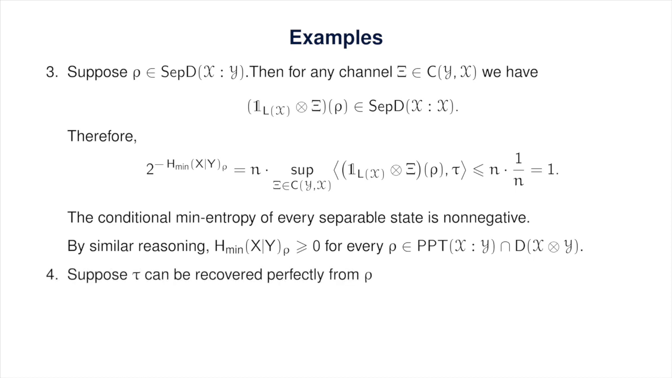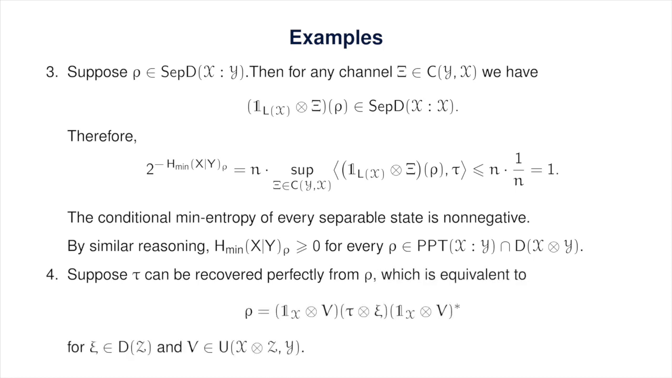Next, as perhaps an obvious example, we can consider the situation where tau can be recovered exactly from ρ by applying some channel psi as before. That statement happens to be equivalent to ρ having the format you see here. In short, ρ has to look like we took tau, tensored some garbage state psi to it, and then embedded half of tau along with psi isometrically into y. By our alternative characterization of the conditional min-entropy, we find that in this case, the conditional min-entropy will be negative log n, for n being the dimension of x. And that is, of course, the minimum possible value that the conditional min-entropy can take.